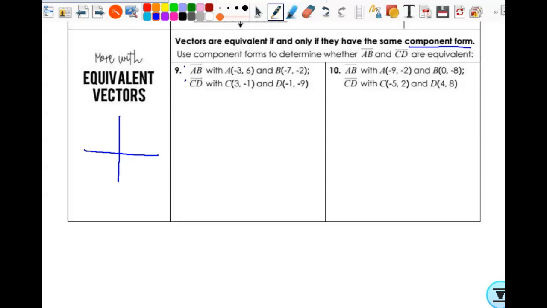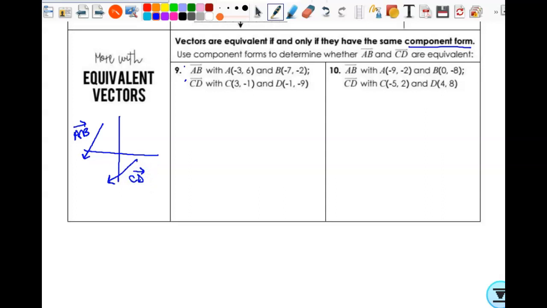So if point A is at negative 3, 6, put a point right about there, and B is at negative 7, negative 2, then AB is somewhere kind of like that. Okay. CD, so I'm going to go to 3, negative 1, that looks good. And then negative 1, negative 9, that looks good. Well, it doesn't look good, but it's good enough for what we're doing.